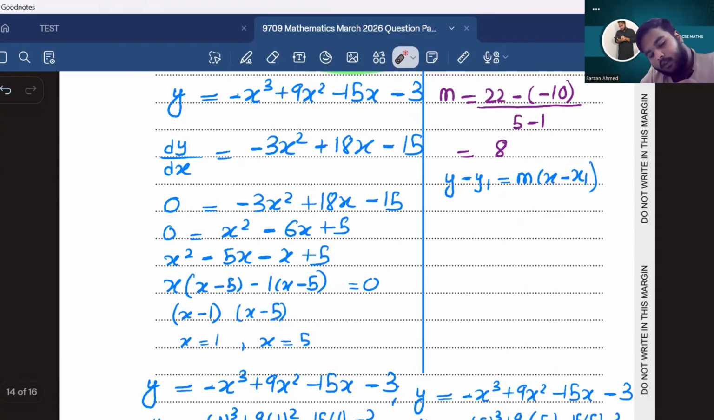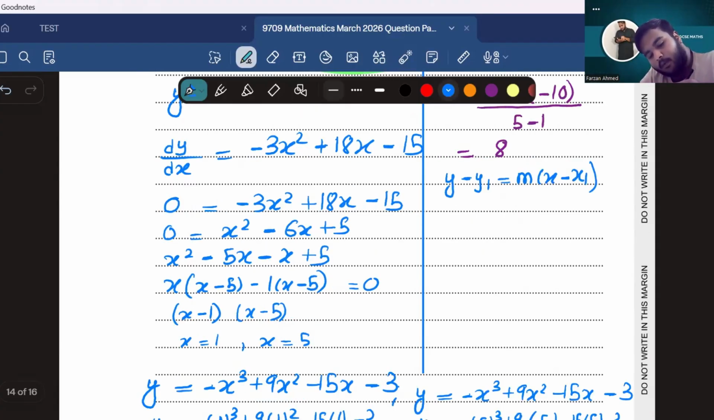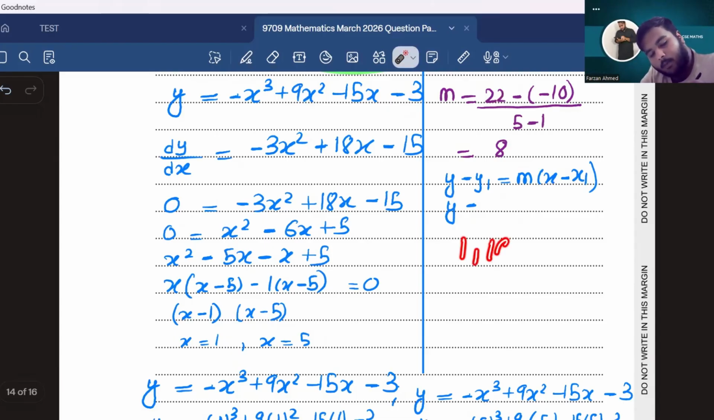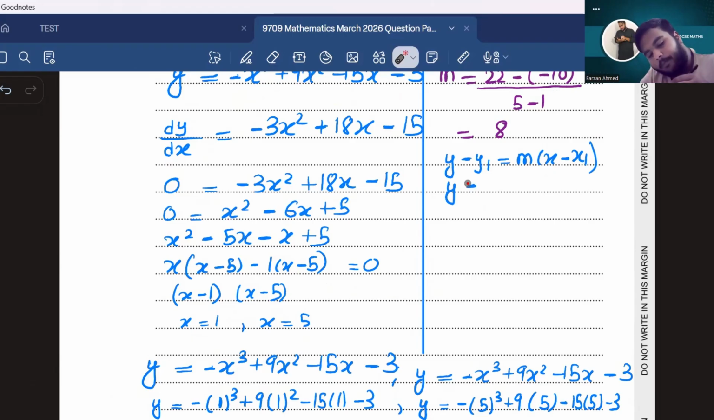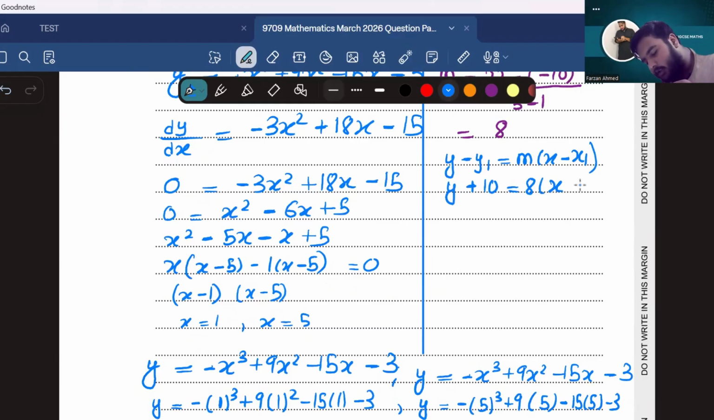For y minus y1, we can take any coordinates. I am taking the coordinates 1 comma minus 10. So this will be y plus 10 is equal to 8 bracket x minus 1. This will be y is equal to 8x minus 8 minus 10. So this will be y is equal to 8x minus 18. So that's how we have shown.